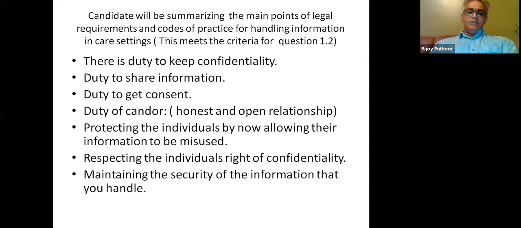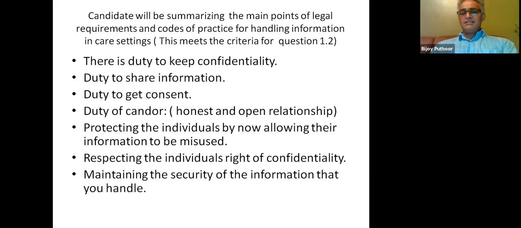The next one is duty to get consent. What is consent? Consent is agreeing with something. Any activity that we do for our service users, we should get consent. And so if you're going to give the medication, you should ask them, are you ready to have your medication? Are you happy to have the medication? And if they say yes, then you can give the medication to them.